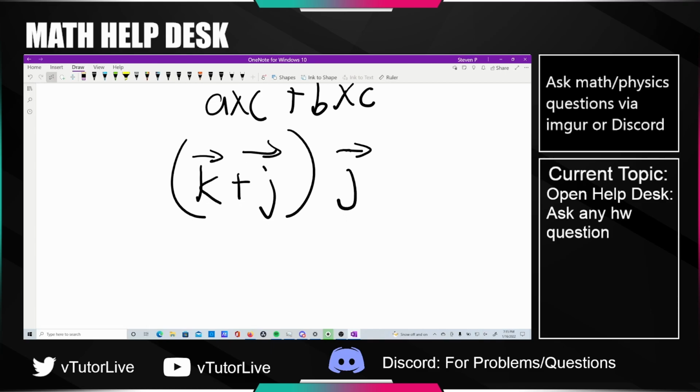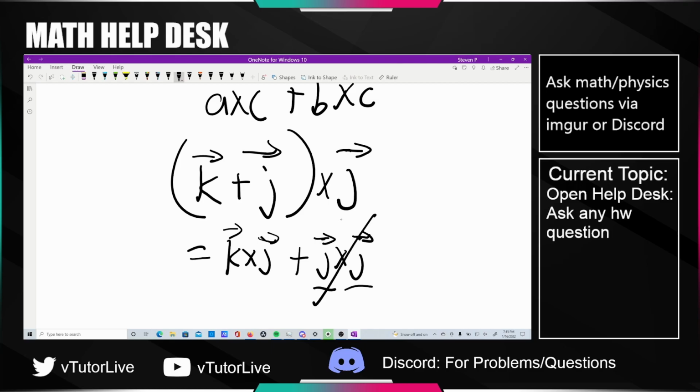Okay. So again, I forgot to do the cross symbol, but this is equal to k cross j plus j cross j. And remember what I was saying earlier was that whenever you see j anything crossed with itself, that's just a big fat zero. So all you're left with is this term, which is a lot simpler.